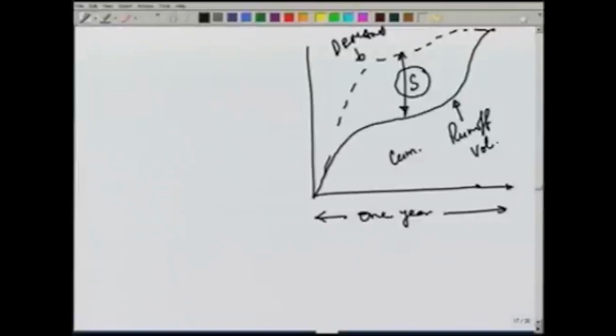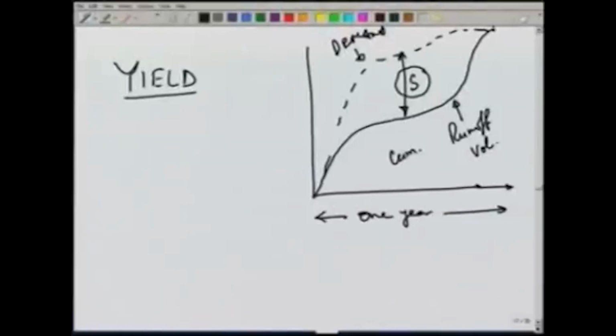So, we will now discuss one more aspect, which is yield, related to the mass curve, and typically we will talk about annual flow in the stream. As we have said, looking at short term, week or days is also possible, but generally when we say yield, it would be annual yield of the stream.